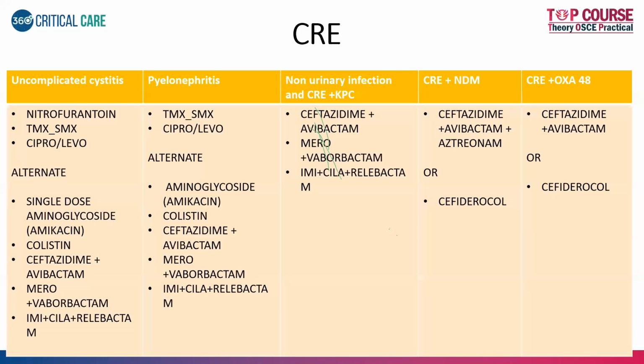Only when you feel that this patient has non-urinary CRE, especially with KPC, you have to think about use of Zavicefta, that is ceftazidime-avibactam, or meropenem-vaborbactam. The rest is what I've already mentioned earlier: CRE plus NDM, CRE plus OXA-48, or CRE NDM plus OXA-48. So remember this. If you take a screenshot of this, it should be enough. Here you can write it as NDM plus or minus OXA-48.